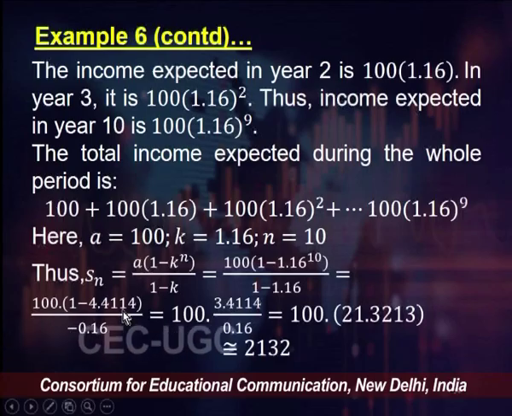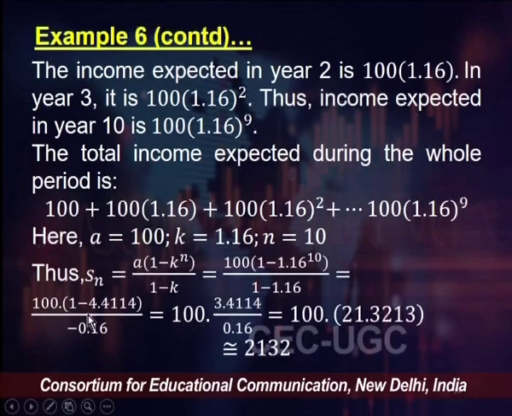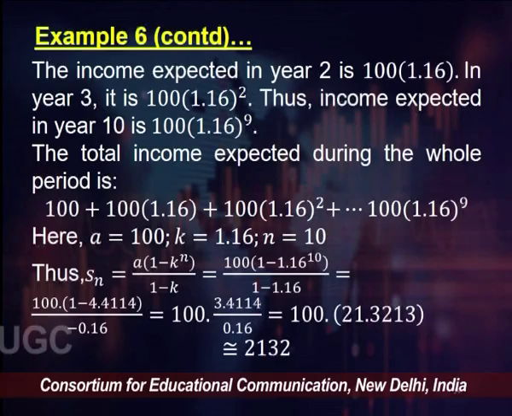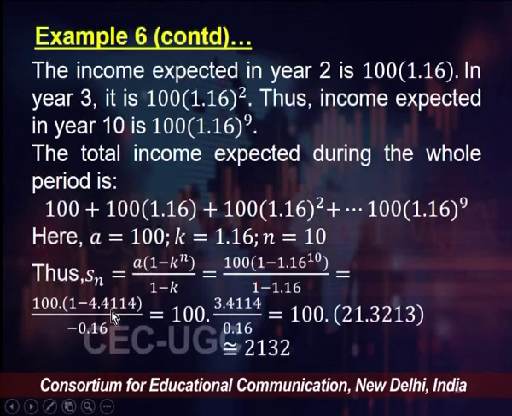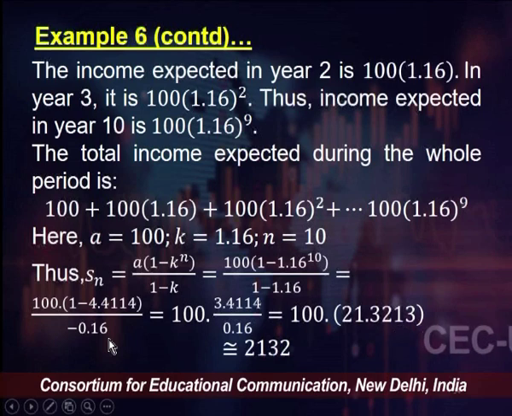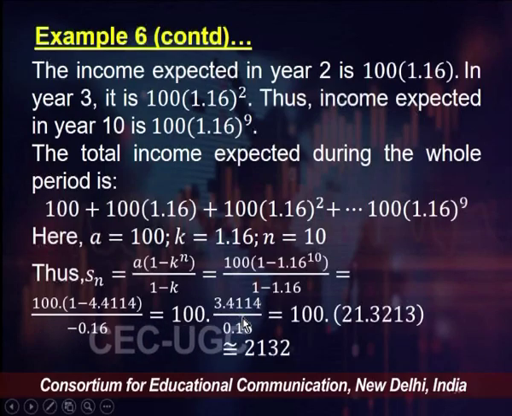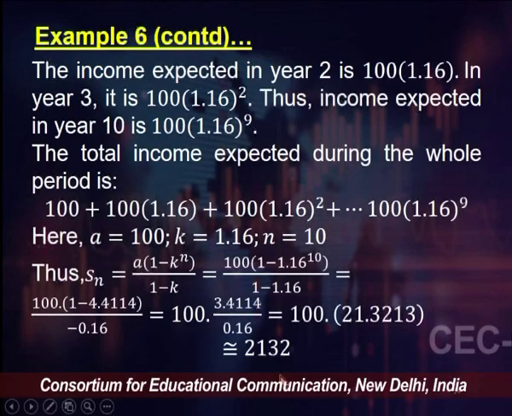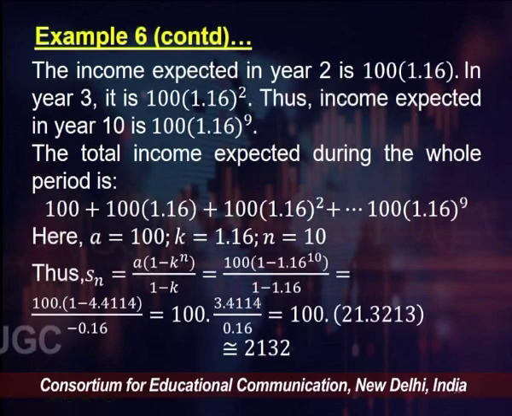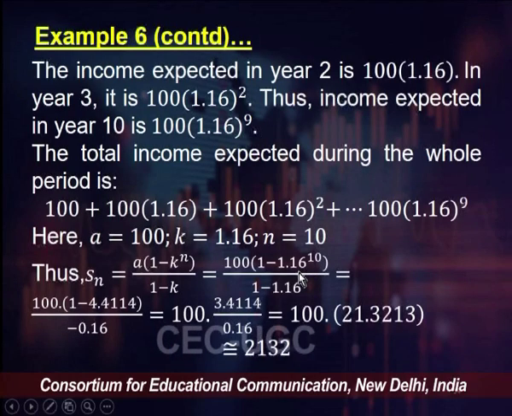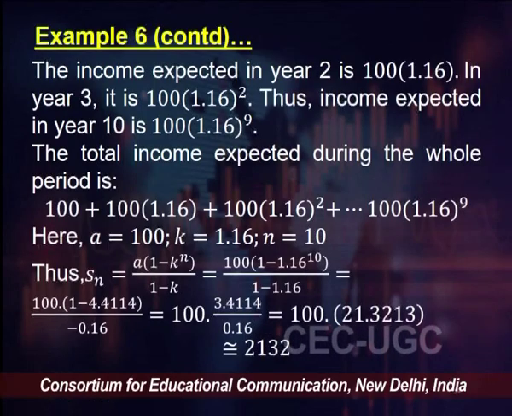1.16. That then gives us 100 times 1 minus 1.16 to the power 10, which, if you calculate, this is what I got, 4.4114, the whole thing divided by minus 0.16. And this then gives you 100 times 3.4114 divided by 0.16, which is nothing but 2132 lakhs. This is the calculation for this particular example.